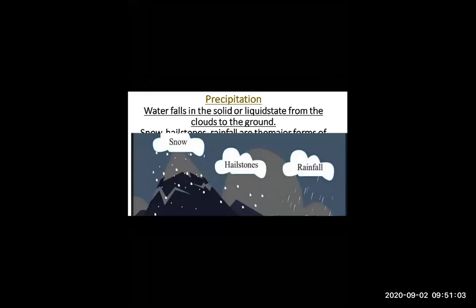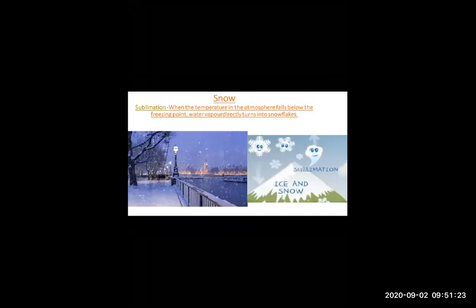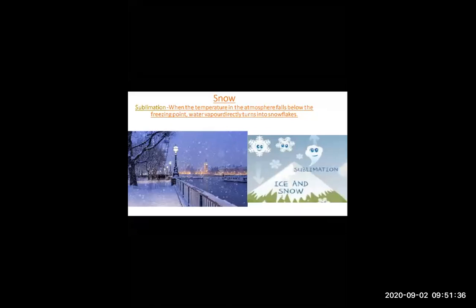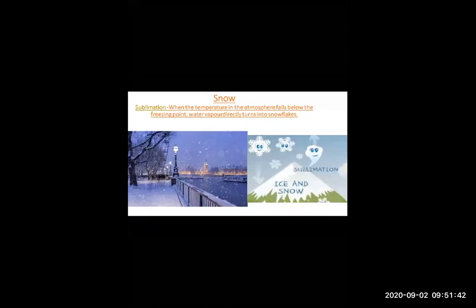Okay. So there are 3 forms of precipitation. That is snow, hailstone, and rainfall. One by one, we will go through each and every part. First is snow. As you all know, we see snow at a higher altitude, like in the Himalaya, in Dehradun, where there is a higher altitude. But how is snow formed?